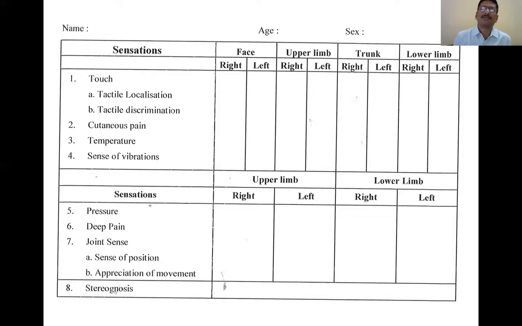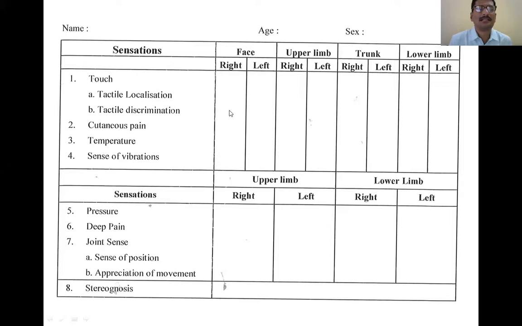When it comes to tactile localization, you touch a particular point on the skin. Here she will again point out the area being touched. And what you do, you try to measure the distance between the point you have touched and the point the subject touched. So that you write in millimeter or centimeter, whatever it is, you write that value here.